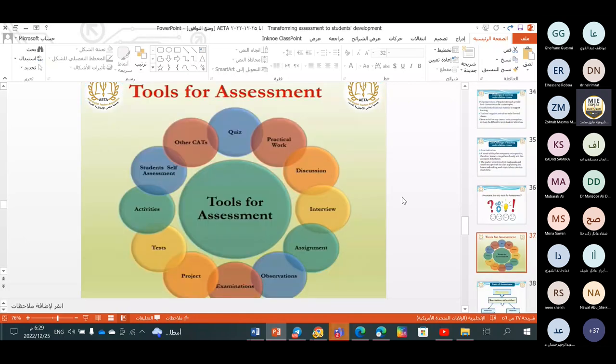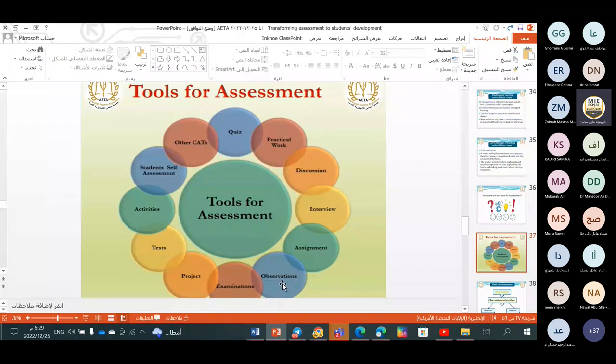Let's see what the tools for assessment are. As you see here in this diagram, there are a lot of tools for assessment. The first one is the quiz or exam, then practical work such as a project, discussion as we did here in this session, and interview, which is a kind of tool of assessment. For assessment, assignments, you can make assignments either individually or in groups, for example.